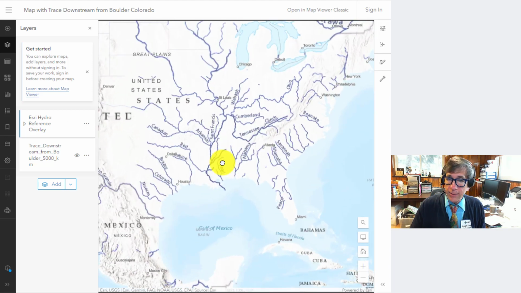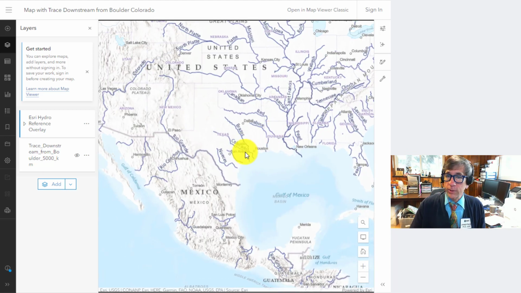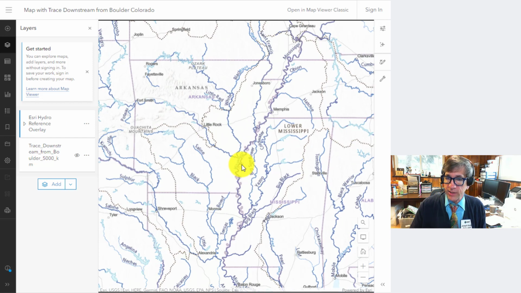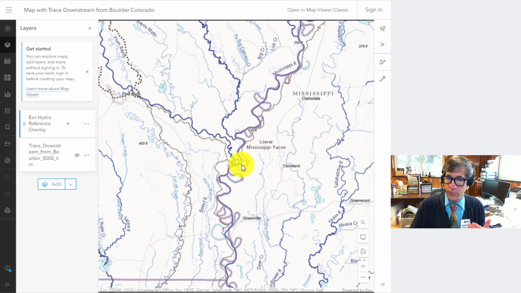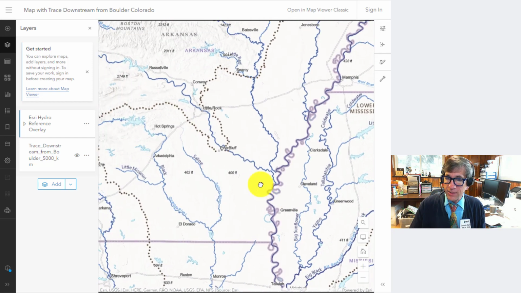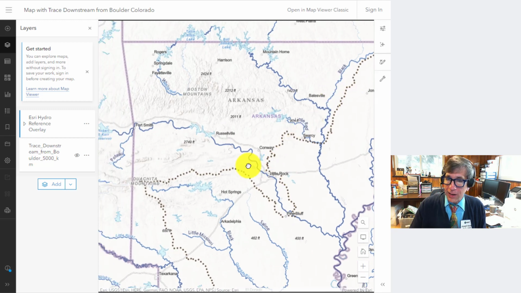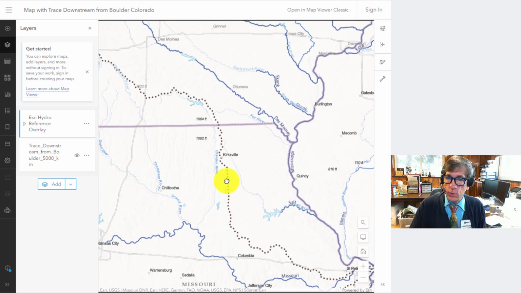But as we zoom in on anywhere in the world, I'm going to pick the USA here to zoom in on, now I see tributaries, additional tributaries that I didn't see before. And as I zoom in, I see even more of those tributaries. I also see in the USA these dotted brown lines. What are those? That is the watershed boundary.